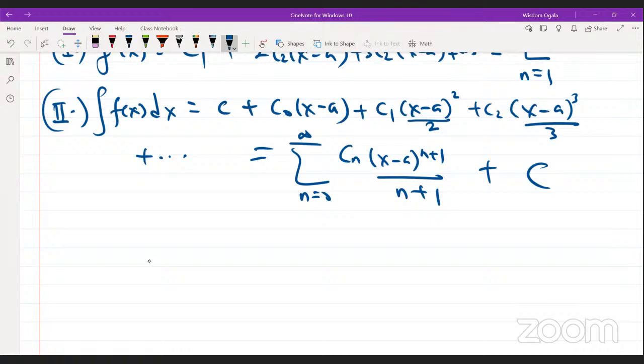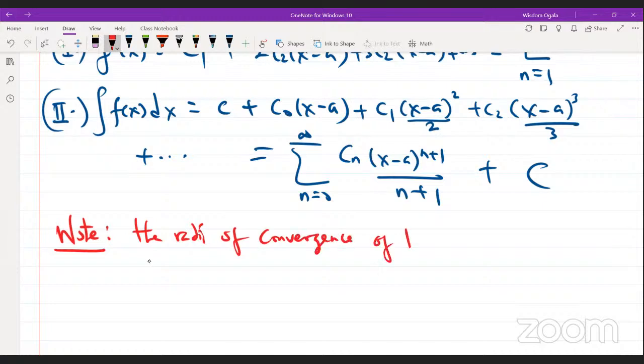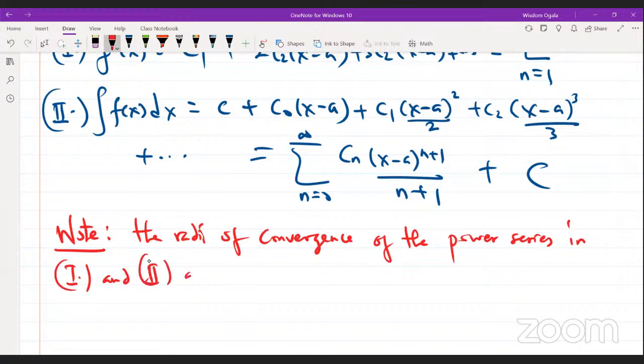Now, note, perhaps I use a red pen for that. The radii of convergence of the power series in the first two guys on top, in 1 and 2 above, are both R. So the radius of convergence of the guy you see over there is R, both for the differentiation case and the integration case.